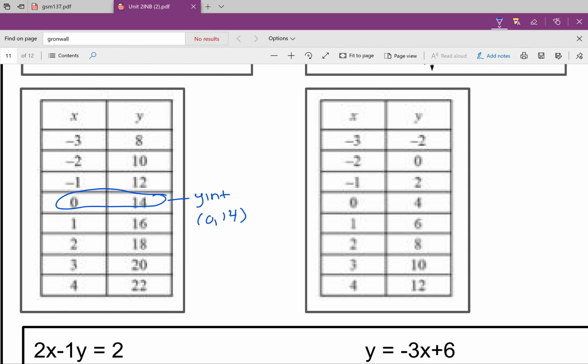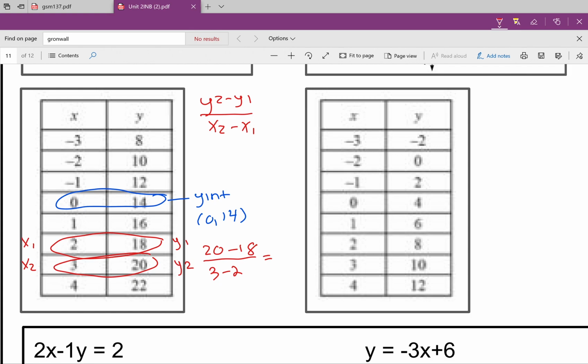So now we need to find the slope. So that means we have to use the slope formula, y2 minus y1 over x2 minus x1. Remember, we can choose any 2 points. I'm going to go ahead and choose these 2 points here, just because they're both positive and it's easier to work with. So I have x1, x2, y1, y2. So if I plug these into my equation, I'm going to get 20 minus 18 over 3 minus 2. And if I simplify that, 20 minus 18 is 2, and 3 minus 2 is 1, so that's my slope.